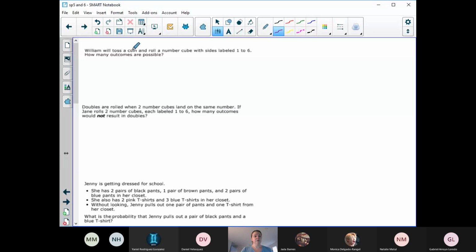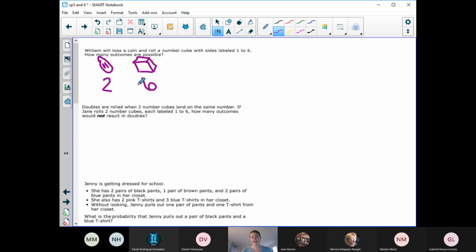So for example, William will toss a coin and roll a number cube with sides labeled 1 to 6. How many outcomes are possible? Well, I know that a coin has two outcomes. I can have heads or tails. And I know that the cube, if it's labeled 1 through 6, has 6 outcomes.